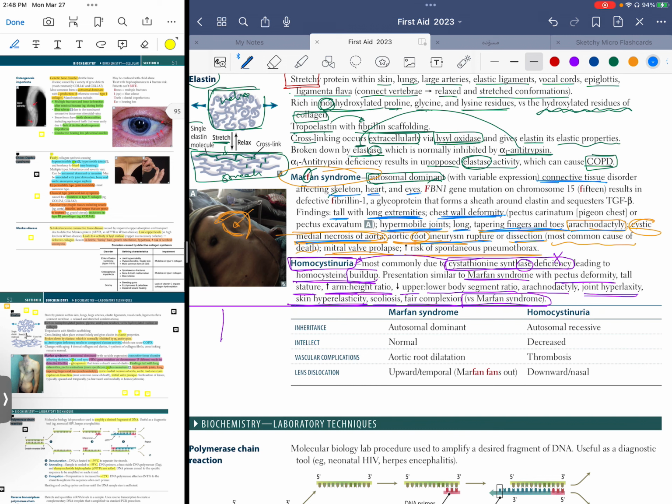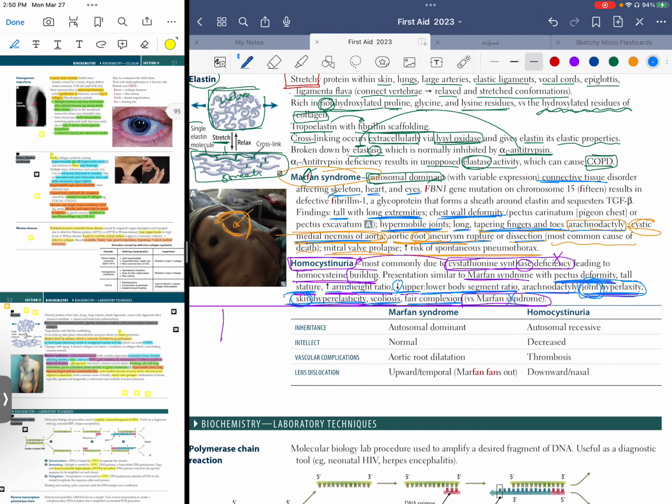While in homocystinuria, a patient would come as having pectus deformity as well to the chest. They are also tall, but there's a different ratio. There's a specific ratio between the arm and the height. So there are long arms when we compare them to the height. We also have short upper extremities when we compare them to the lower body segment. So there is a decrease of the ratio between the upper and lower body segments. We also have arachnodactyly. We also could have joint hyperlaxity, like not stiff, and skin hyperelasticity. So the joints and the skin. Scoliosis as well, and fair complexion. They would look fair, not dark skin and everything, not like Marfan syndrome.